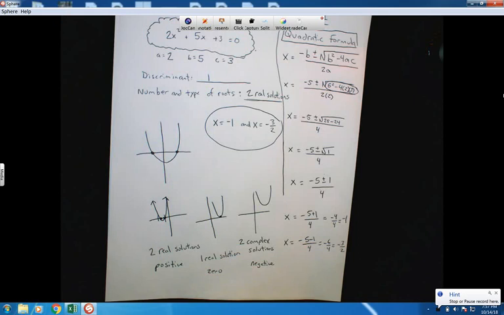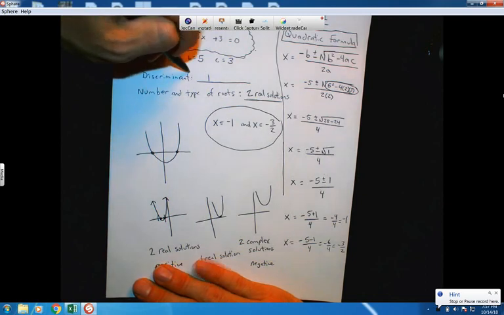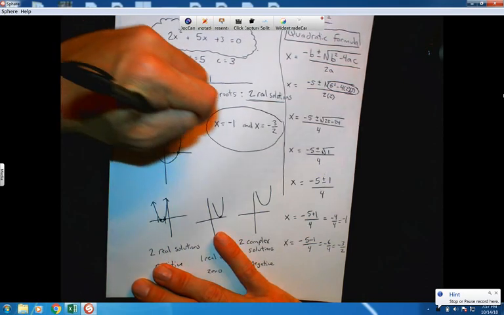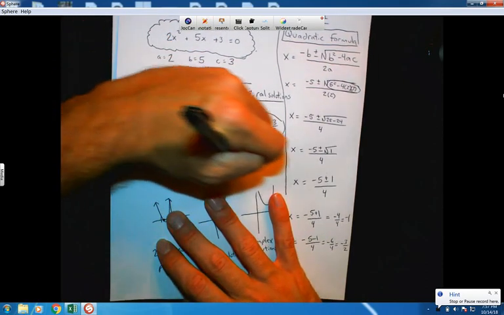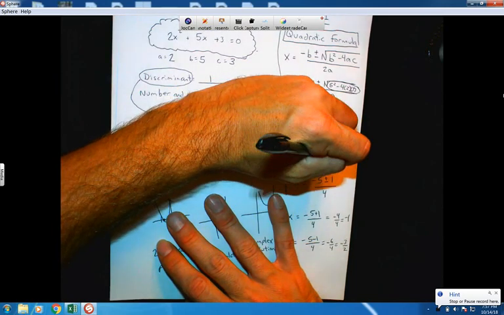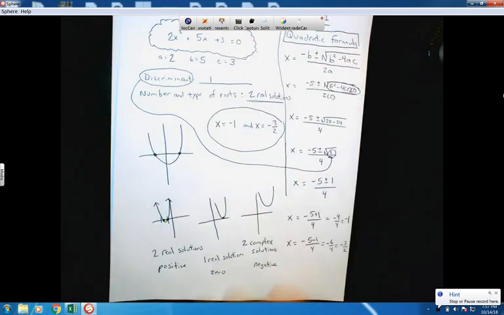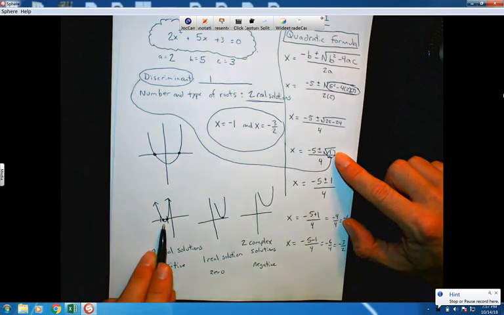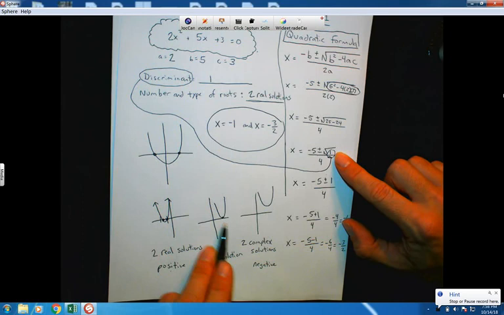So the discriminant in this problem was 1. That's a fancy way of saying what it is that you get underneath the square root sign. So the discriminant is the number that you get underneath the square root sign. The discriminant is always that number right there. And if that number is positive, it looks like this. 2 real solutions. If that number is 0, that is 1 real solution.